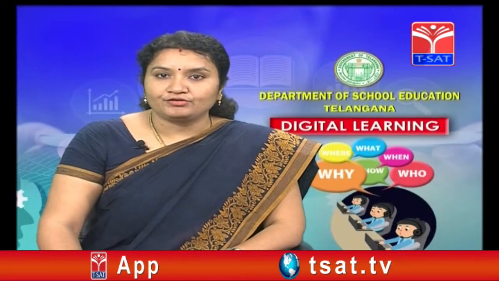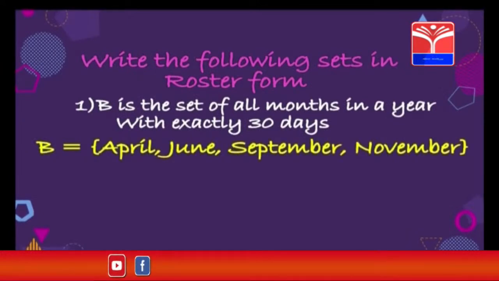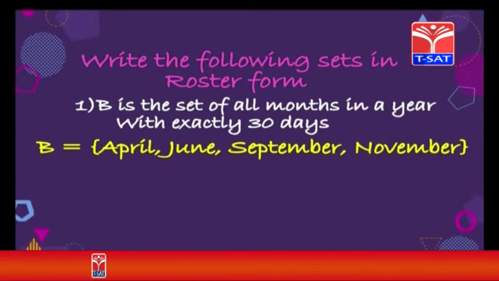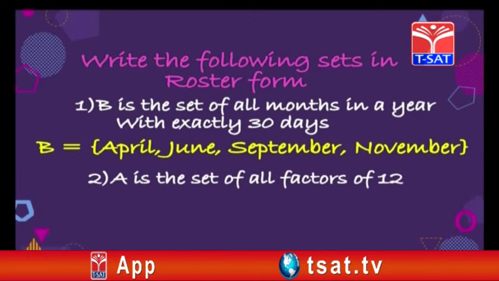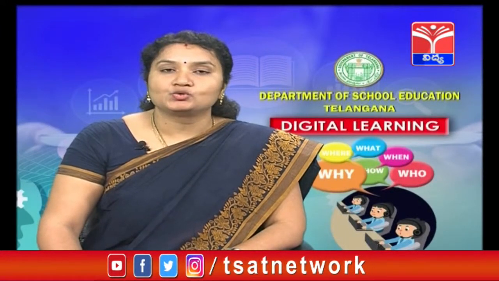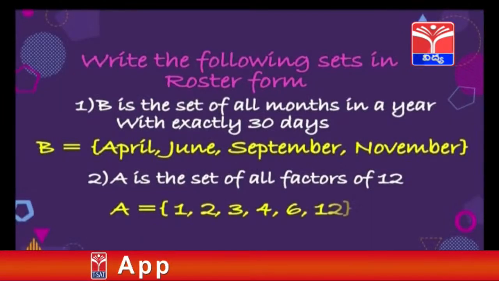Now, let us try to write the following sets in roster form. B is the set of all months in a year with exactly 30 days. We know what are the months with exactly 30 days. So, the elements of the set B are April, June, September, November. Now, let us take another example. A, which is a set of all factors of 12. Now, again factors, which means numbers which divide 12 exactly, leaving a remainder 0. So, the elements of A are 1, 2, 3, 4, 6 and 12.